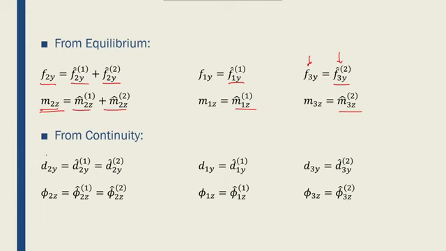From continuity though, I can say that the global d2y, which is displacement of node 2 in y direction, is equal to the displacement of node 2 in y direction of local of element 1, and that is also equal to the local of element 2. And the same is true for the rotation of node 2 in the global coordinate system and its relationship with the local rotations. Again, since node 1 is only attached to element 1, I have these simple relationships between the local and global displacement of node 1, and node 3 is only attached to element 2, so I have this simple relationship between the local and global displacements of node 3.